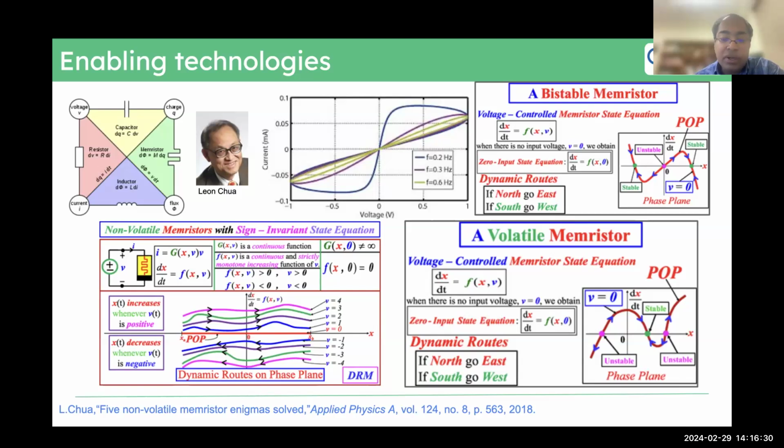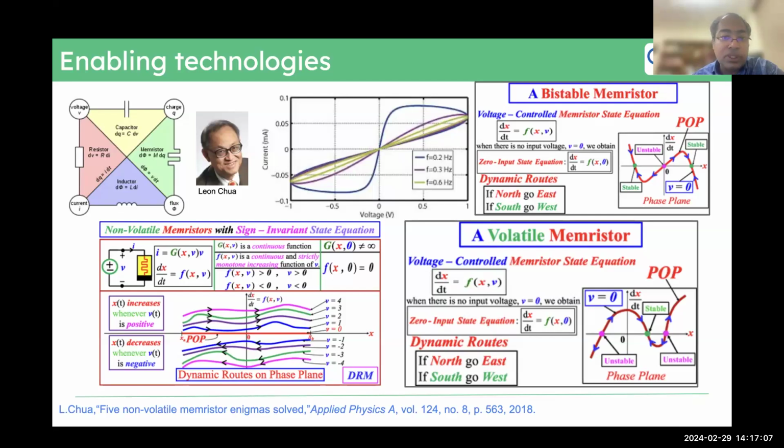The dynamic behavior of these devices could be understood by having a phase plot, like dynamic route maps. From there, you can figure out the switching behavior and whether it's a volatile or non-volatile device, and so on and so forth. Because these devices can be programmed to various resistance levels, there are ways in which these devices can be used to store weights.